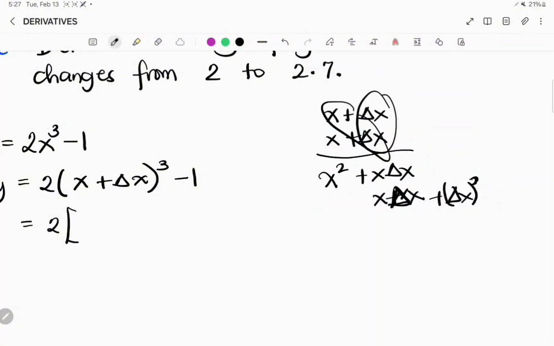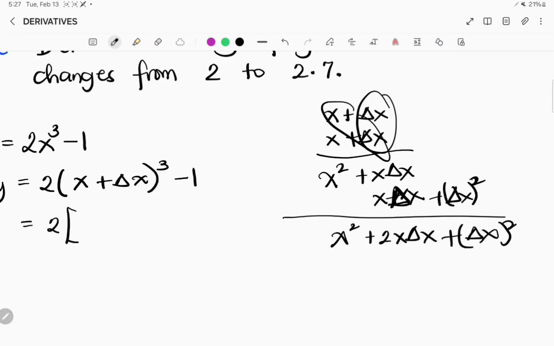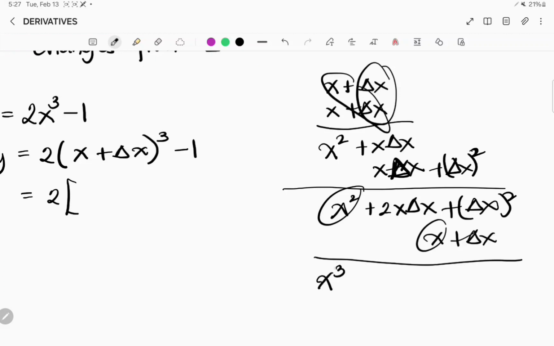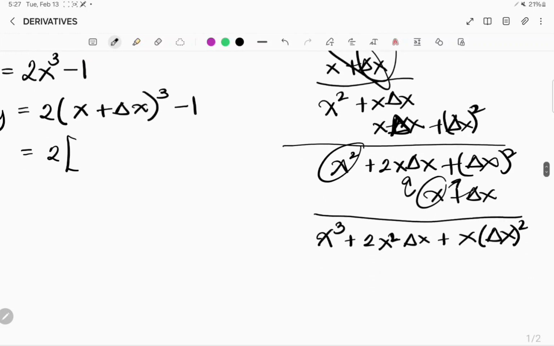Further simplifying this square, we have to add x squared plus 2x change of x plus change of x squared. Now we still have to multiply this by another x plus change of x. So we have x cubed, followed by 2x squared change of x, and then followed by plus x change of x squared.